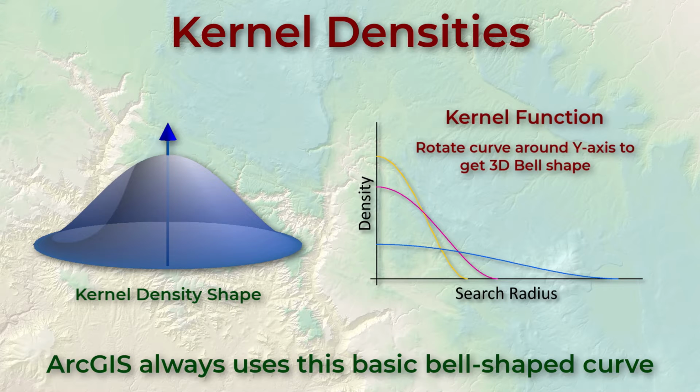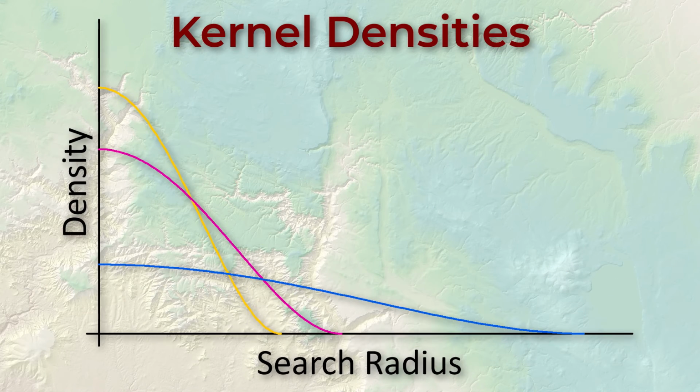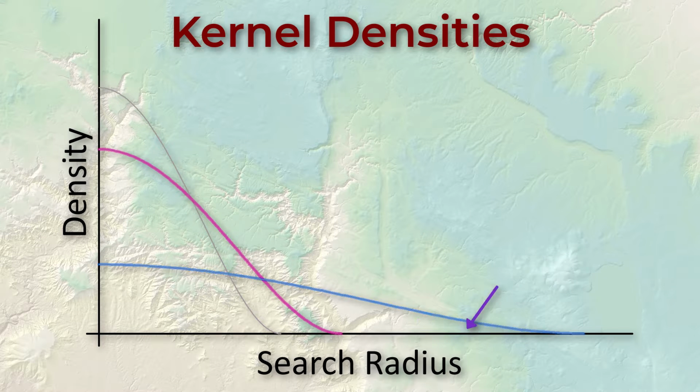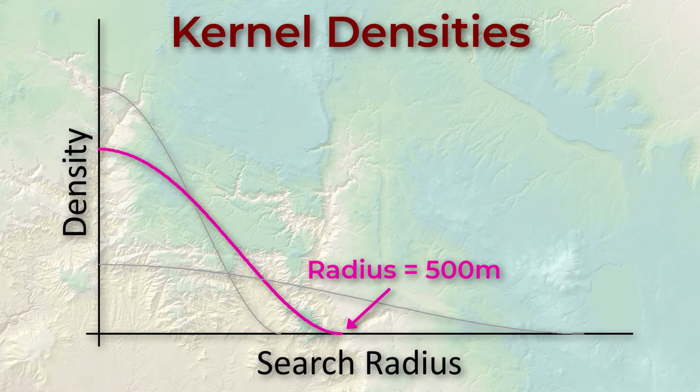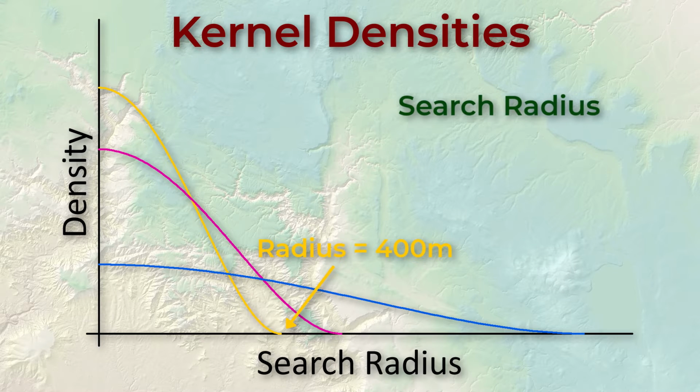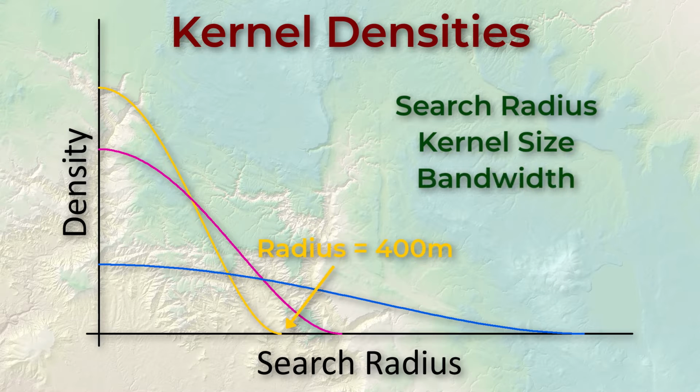Now, as with basic point densities, you have to specify a circle size for the search area, and you define the circle size by specifying a search radius. In kernel density analysis, that search radius is the distance at which the curved bell shape drops to 0. The size of this circle is referred to by various names. You'll often see it called the search radius, or the kernel size, or the bandwidth.